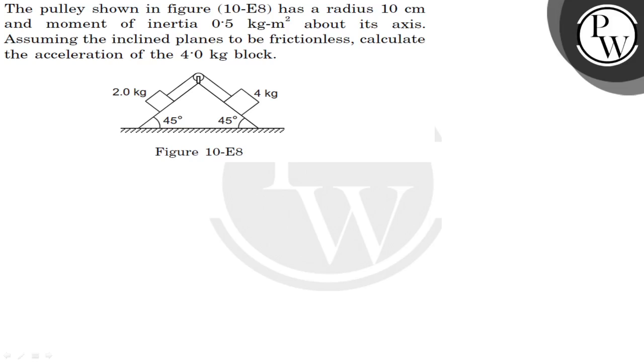The question is: the pulley shown in the figure has a radius of 10 centimeter and moment of inertia of 0.5 kg meter square about its axis. Assuming the inclined plane is frictionless, calculate the acceleration of the 4 kg block. So हमको 4 kg block का यहाँ पे acceleration निकालना है in the given question. Let's see how can we do.